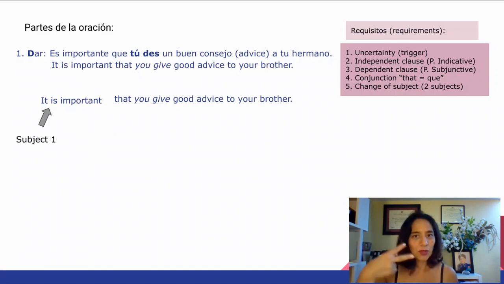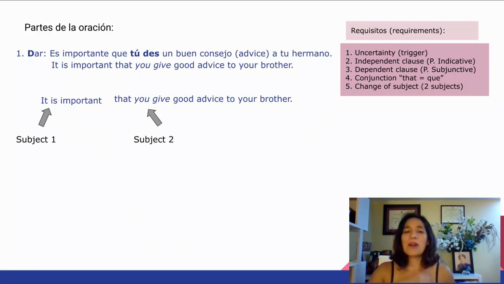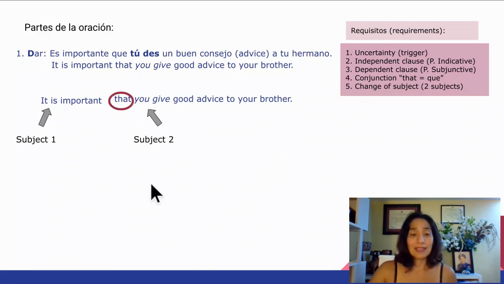Can you see subject number 2? Is there a second subject in this sentence? Sí, es la palabra tú, you. You are the second subject in this sentence. So far, we have all these elements. We have subject number 1, we have subject number 2. We also have the conjunction that.